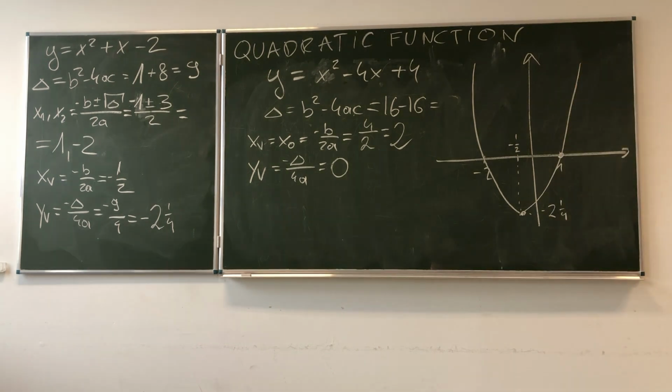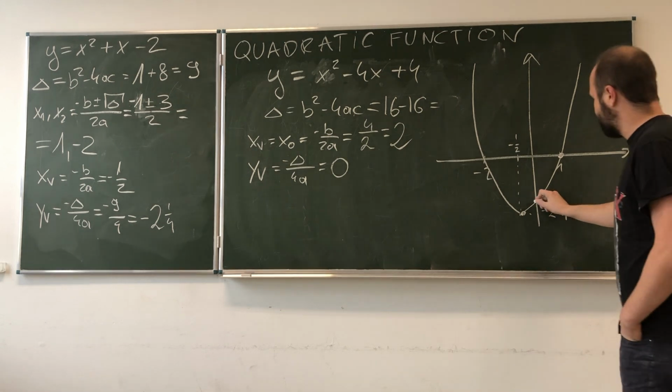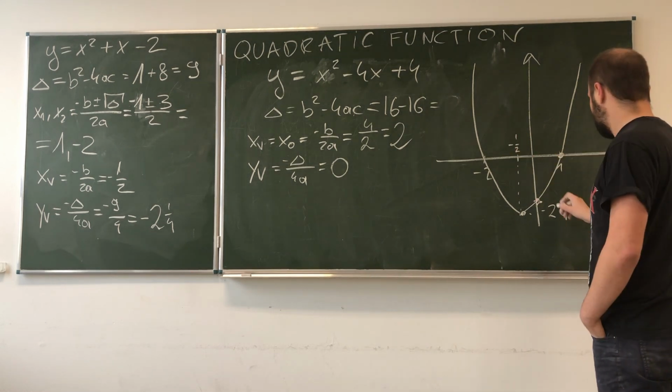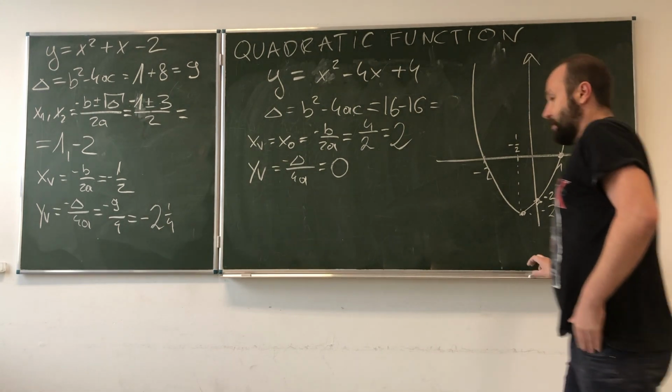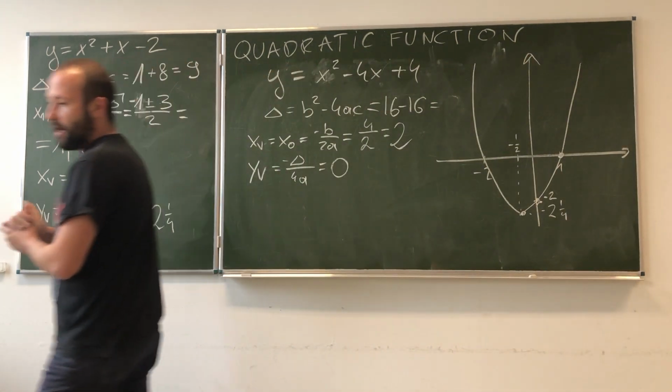Okay, the only thing missing we've got right now is what is the location of this point. If x is 0, y is negative 2. Okay, I think this is enough.